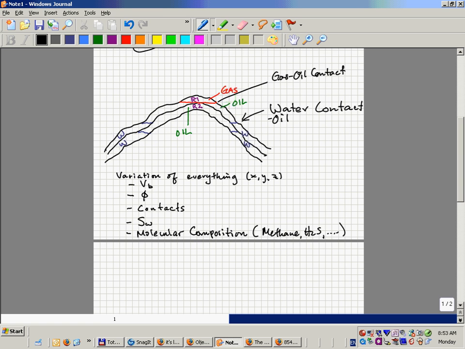And troll doesn't matter. It's the same composition in the gas everywhere. There's no difference. In the oil, it's the same. So it's, yes?